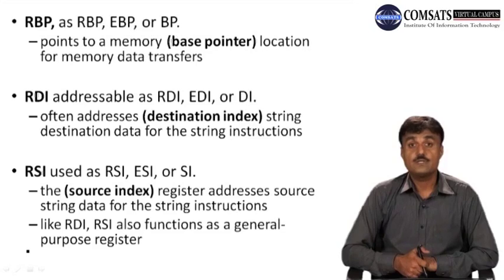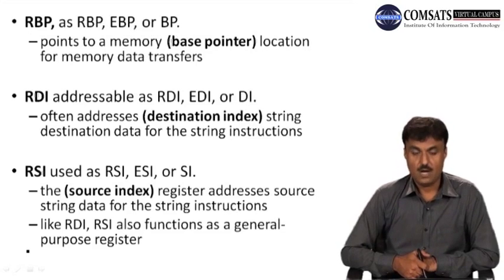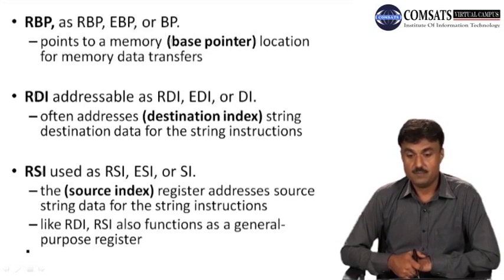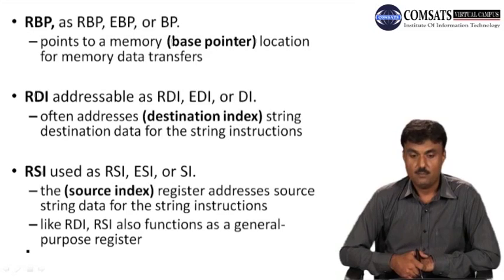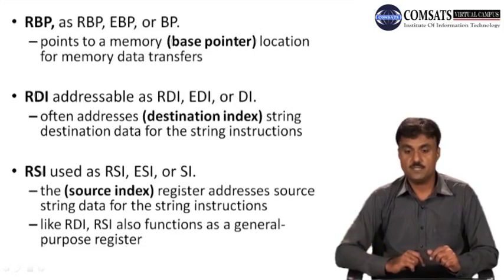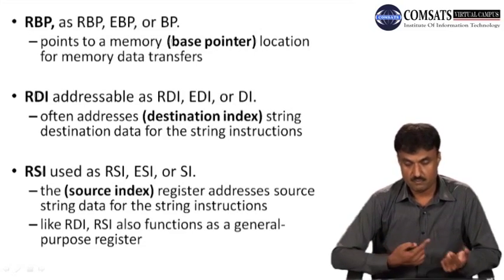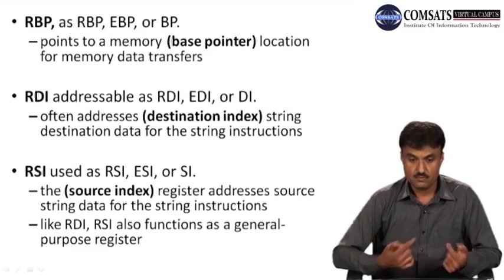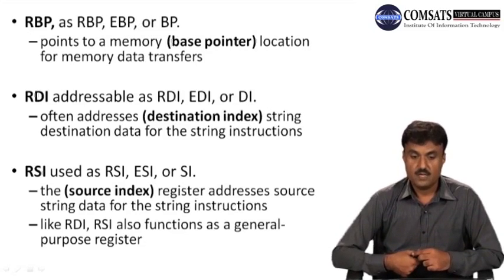Now there are other registers. They are called RBP, RDI, and RSI. So RBP, or EBP, or BP, or only B, points to a memory location, and is called the base pointer for memory data transfer. So if we want to transfer data to memory or from memory to somewhere else, we will use this base pointer. Then there is RDI.